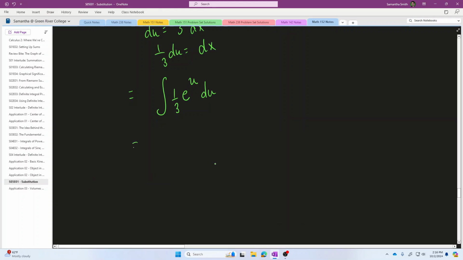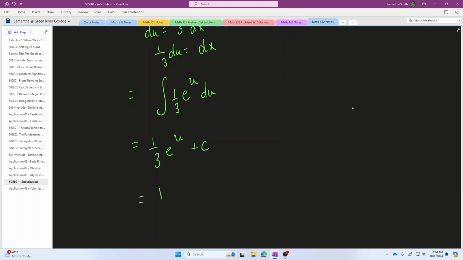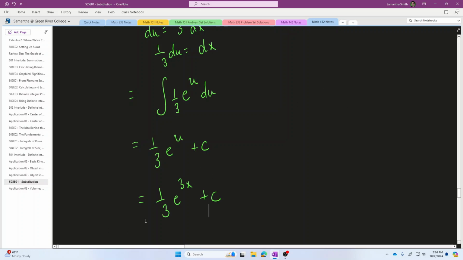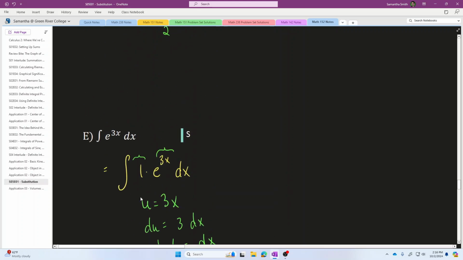If I follow through, finding the antiderivative in terms of u, then I just get 1/3 e to the u, and so the antiderivative plus c is my indefinite integral. And then all I have to do is put x back, so I get 1/3 e to the 3x plus c. 1/3 e to the 3x plus c is our antiderivative of this.